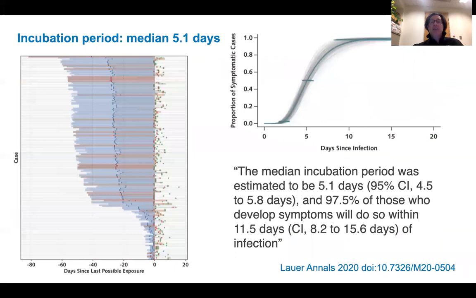Now, the median incubation period is approximately 5 days, and there's a spectrum of that. So obviously, that's the median, but most people will develop illness within about 12 days, and the longest that you would go from infection to developing symptoms of illness would be about 2 weeks.